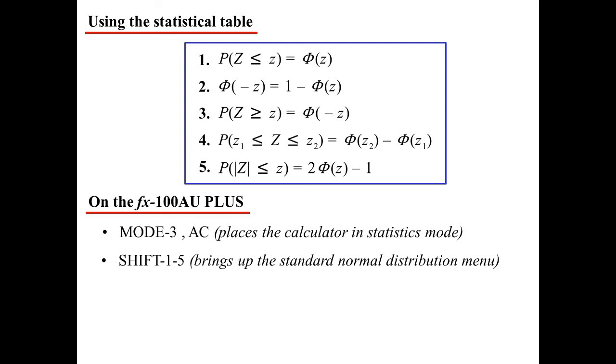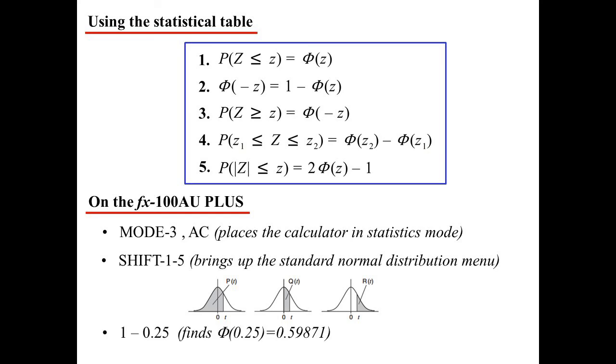Shift 1, 5. I think it says DIST, which stands for distribution. So we're interested in looking at distribution. So shift 1, 5. It then comes up with a menu to find P, Q, R. I think there's a fourth one there as well, but I didn't worry about that one. P will find the phi function going up to that value. Q will find between 0 and that value. And R will find the right-hand side. To be honest, I just use the P one and then play around with these.